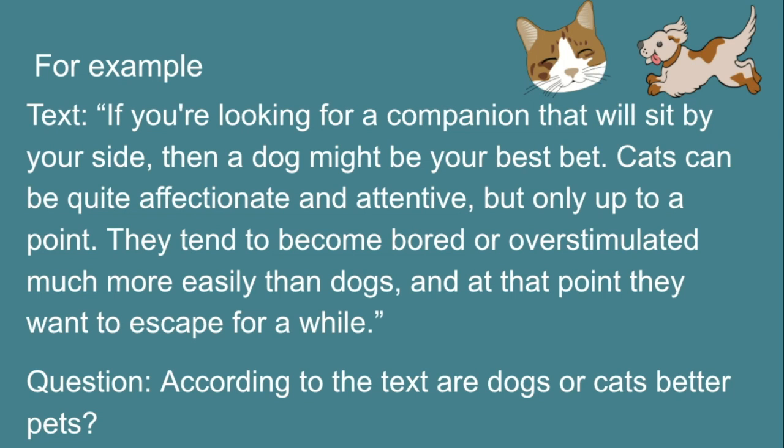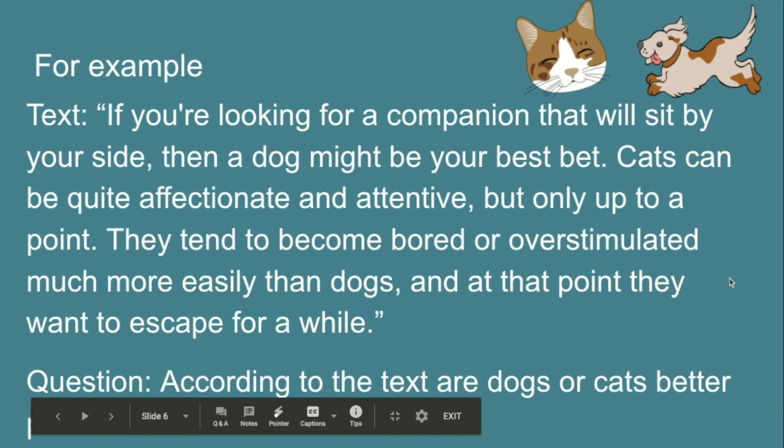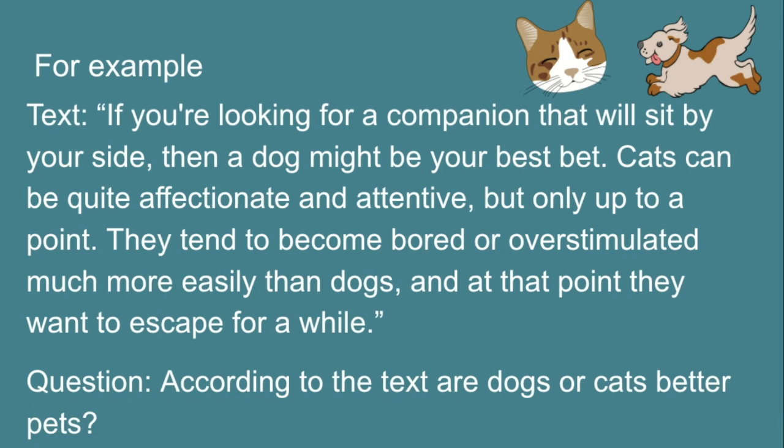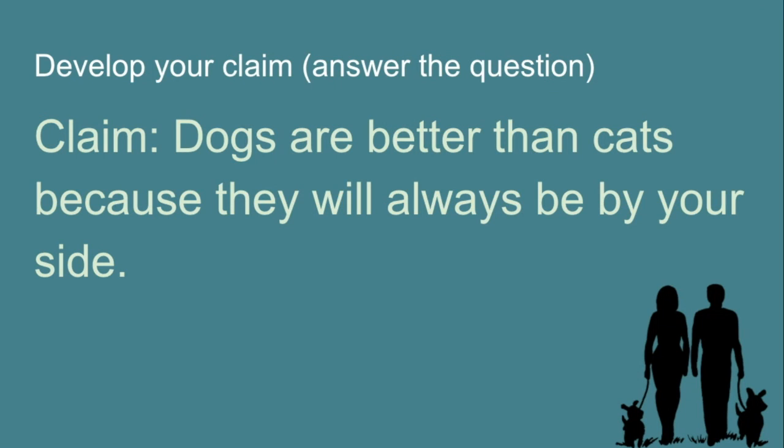You'll notice it doesn't say according to your opinion. It says according to the text. So if we're looking at this text again, we're trying to determine, what does this text think? Is this text trying to prove dogs are better, or is it trying to prove cats are better? So here's the claim I came up with. Dogs are better than cats because they will always be by your side.